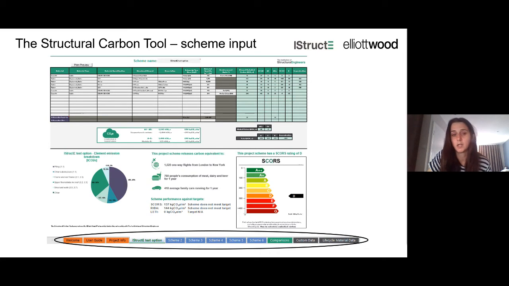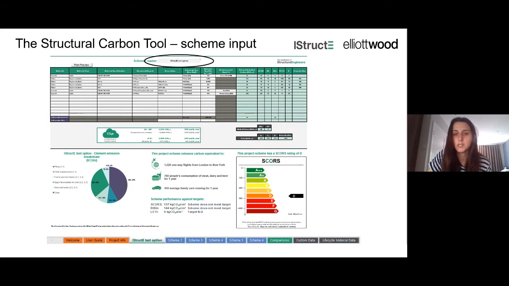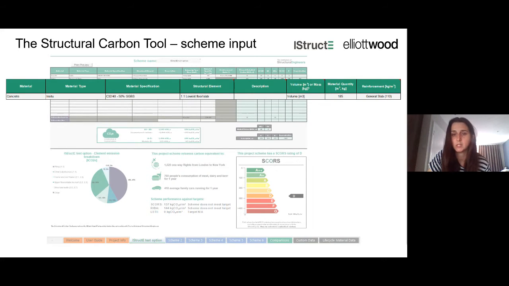At the top, you can enter your scheme name in that top box there, and the tab for the sheet will automatically update. You can then use the drop downs in this area highlighted in red to enter material specifications and specify the type of elements, and these are aligned to the RICS rules of measurement. You can then specify your quantity in either mass or volume, although volume is preferred, so it uses the inbuilt material densities. The quantities themselves, you need to calculate outside the tool. You can do that by hand, using an analysis model that you might have, or a 3D BIM model such as Revit. But it's quite flexible in that respect.